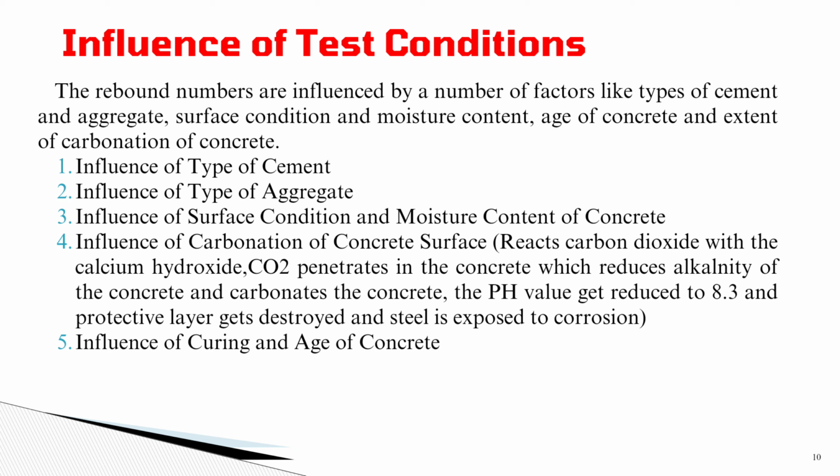Now, influence of carbonation of concrete surface, that is carbon dioxide reacts with calcium hydroxide. CO2 penetrates the concrete, which reduces the alkalinity of the concrete and carbonates it. The pH value gets reduced to 8.3 and the protective layer gets destroyed and steel is exposed to corrosion. Carbonated concrete gives an overestimate of strength, which in extreme cases can be up to 50%. It is possible to establish a correction factor by removing the carbonated layers and testing the concrete with the rebound hammer on the uncarbonated concrete.